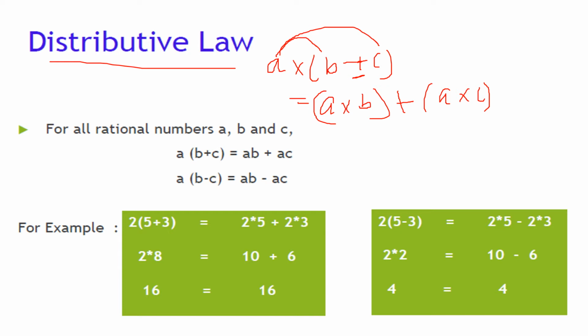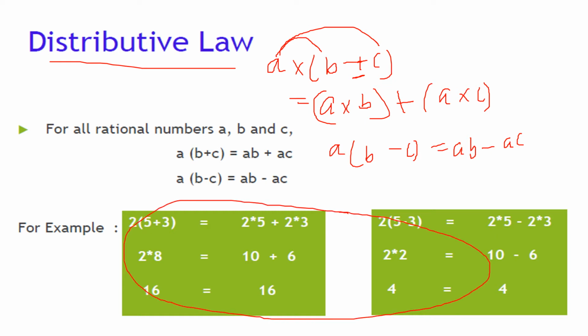If it was a negative sign between them, a into b minus c, the same thing would have happened, a into b minus a into c. That's it. This is the example of distributive law. You can see these examples and understand. Okay. If you have written all these things already, no need to write again.